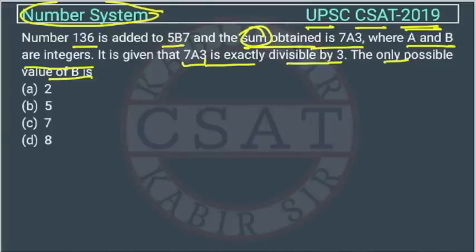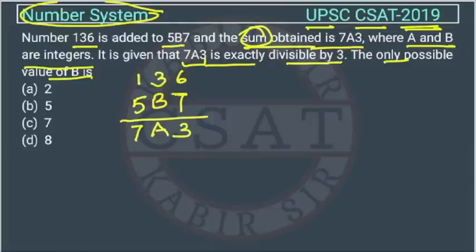Now I told you how we should approach this kind of question, right. See, first write the numbers the way I am telling you, right. In this way, if you write, you can solve it very easily, because 136 is added to 5b7, right, and the final result we are getting is 7a3, right. So this is 7 actually, okay, and we are getting this result, and this result is divisible by 3.